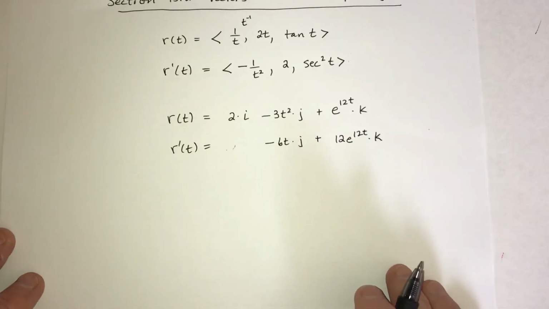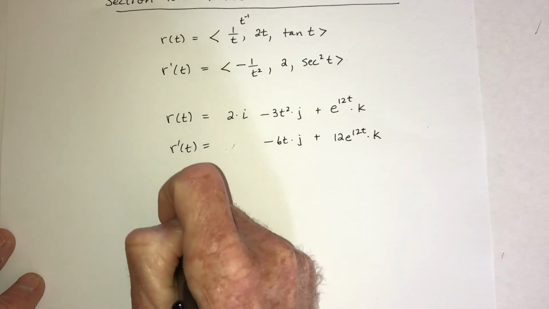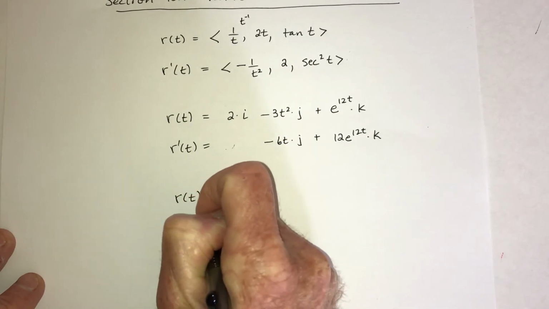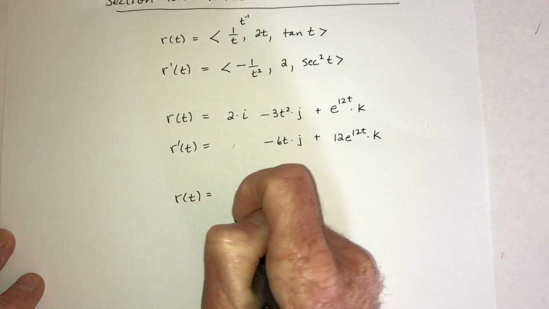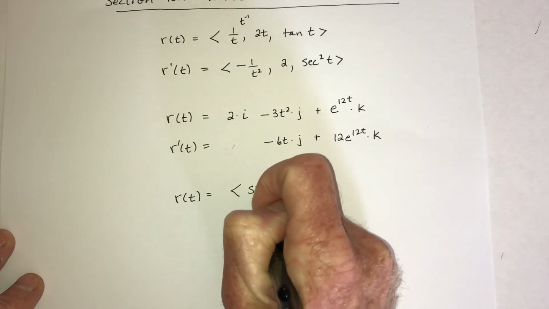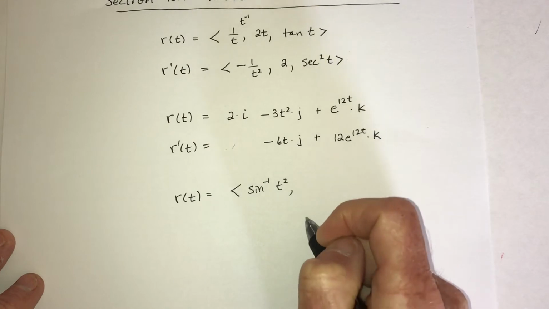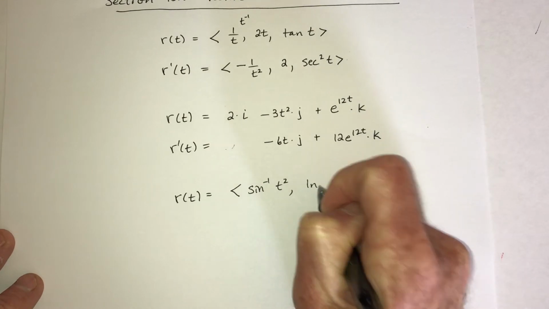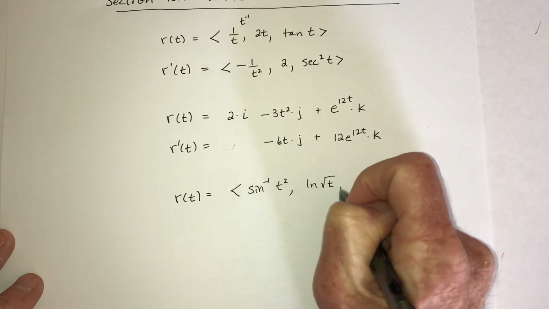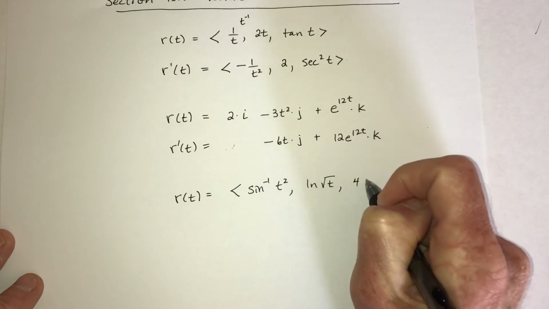Okay, let's just do one more derivative. How about if r of t is equal to sine inverse of t squared? The next component is the natural log of the square root of t, and then a 4.